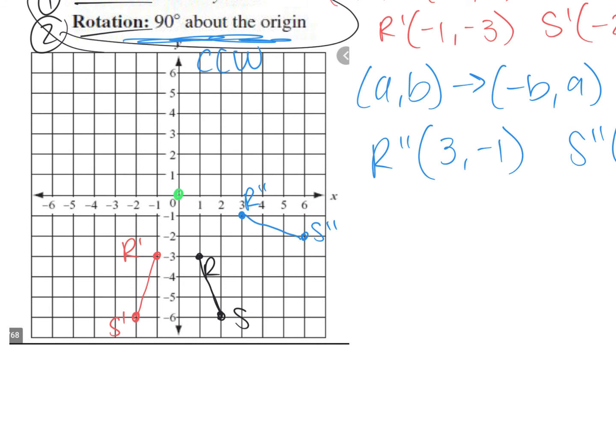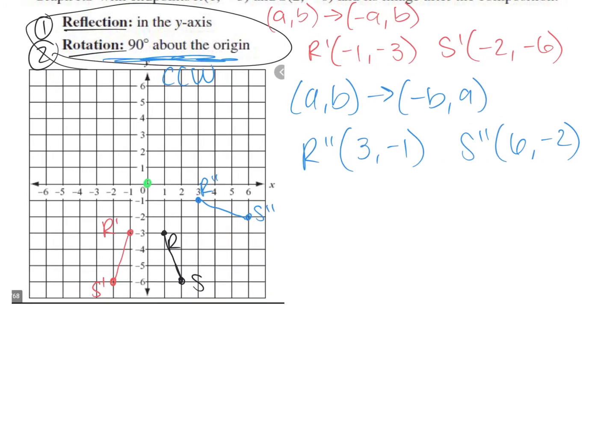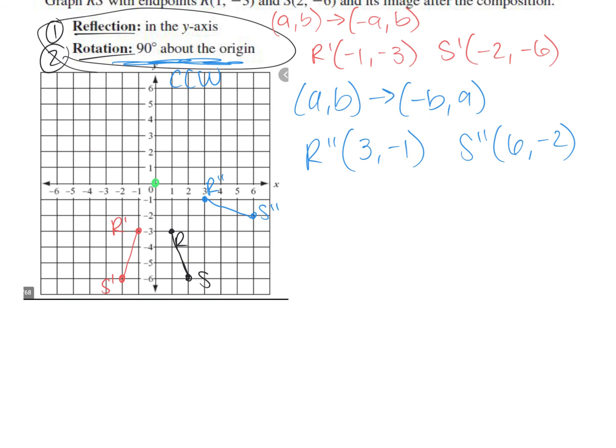What's going on, people? It's wrong. Ronnie? What's wrong? That is the blue point. Good. No, it's not wrong. These points are actually right. Mario? Good. Red to blue. Because the red was after what? The reflection. And then we rotated. Do you guys understand that? So you have to go from R prime to R double prime.